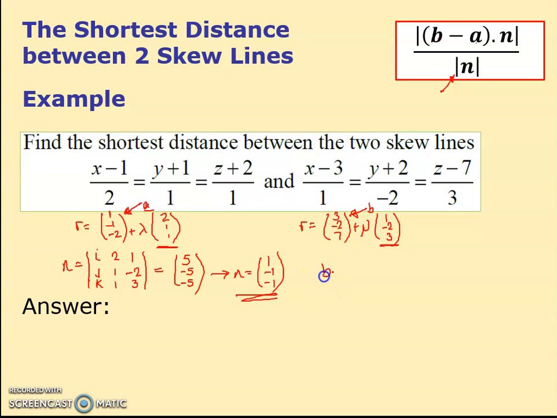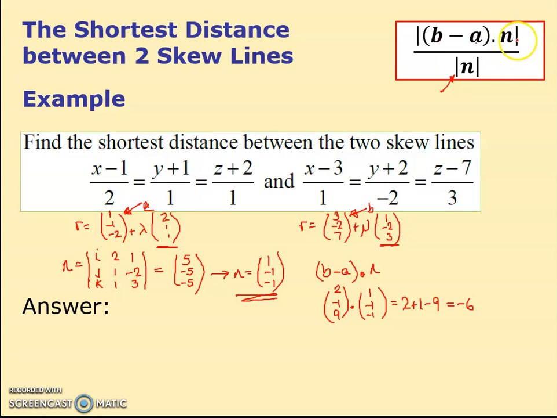So if I do as they've said, take away b minus a, and then it wants me to dot it with n. So what is my b minus a? It's 3 minus 1 is 2. Minus 2 minus minus 1 is, I think, minus 1. And 7 minus, that's 9. And I'm going to dot that with the n, which is 1, minus 1, minus 1, which gives me 2 plus 1 minus 9, which sounds to me like minus 6.